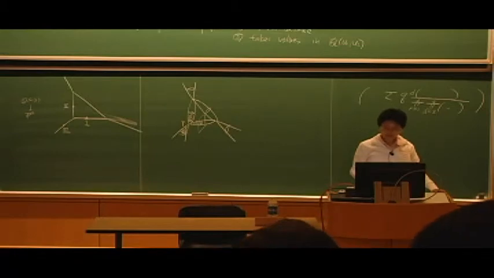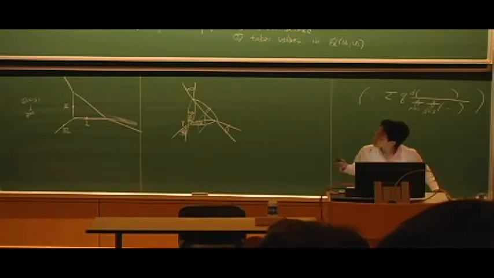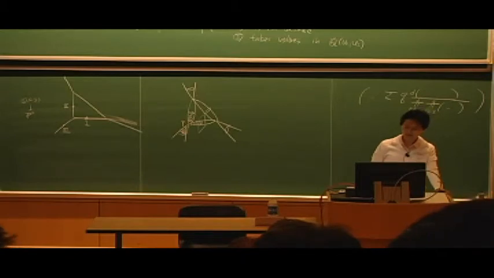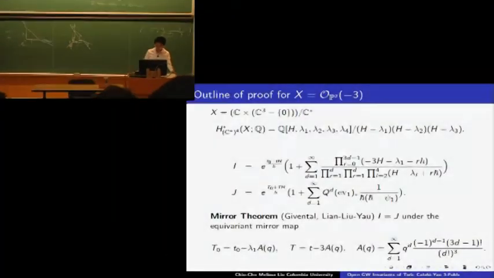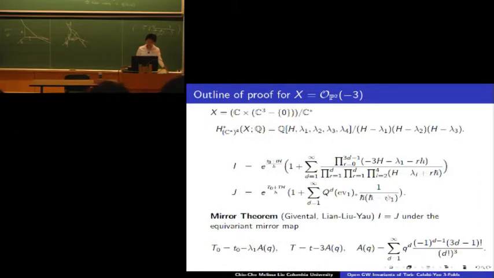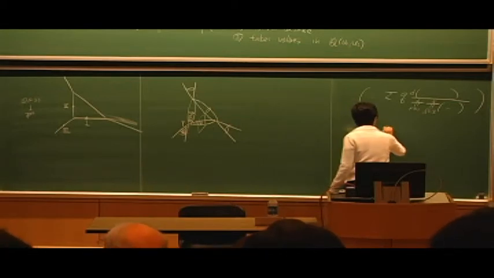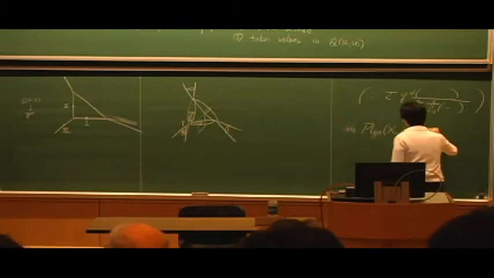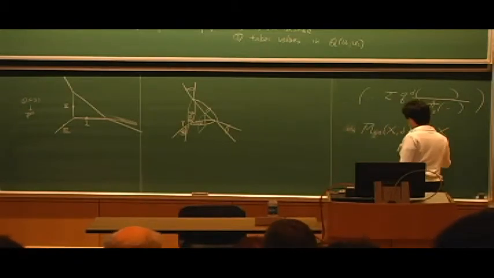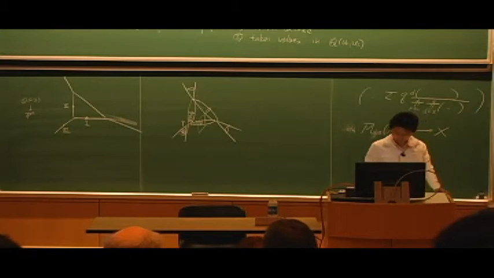So we need to use the equivariant mirror theorem proved by Givental and Lian-Liu-Yau. Specialized to this particular case, they say this I and J are equal under the equivariant mirror map. So in the second line, this evaluation one is from genus 0, one marked point, and this A is the same A as before.